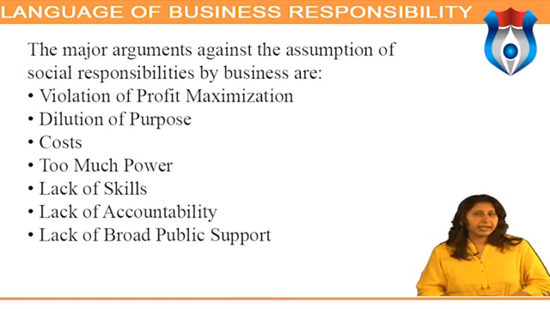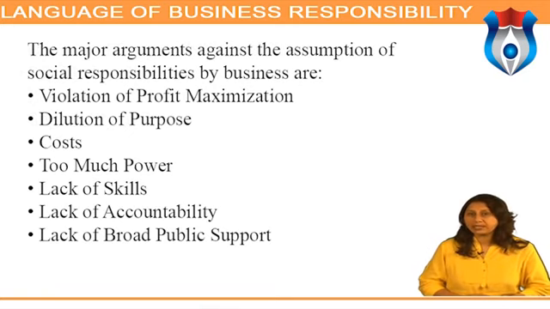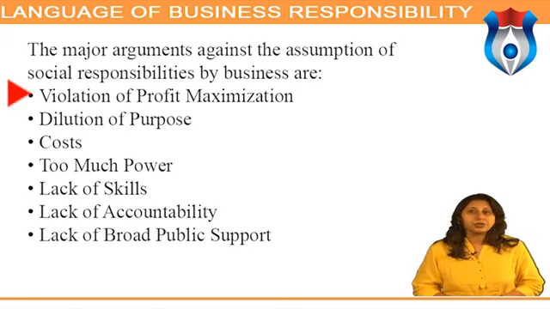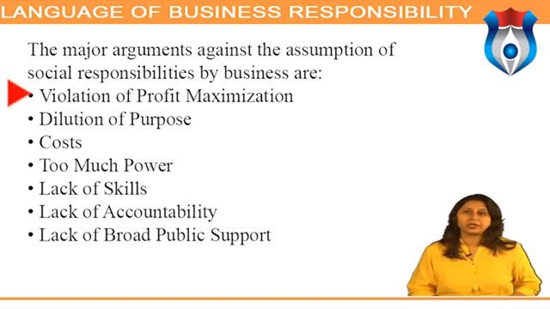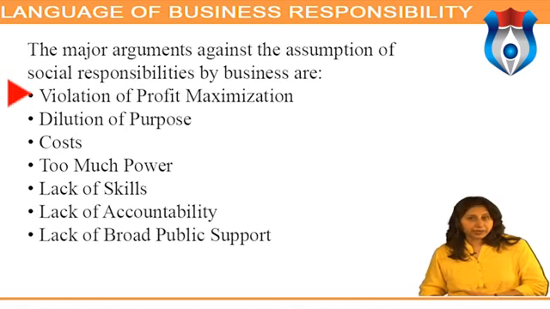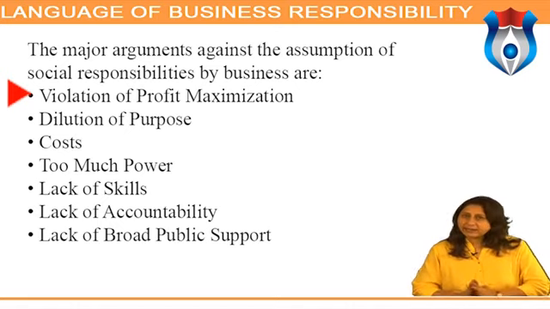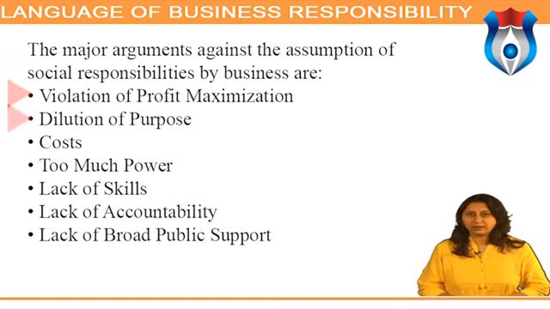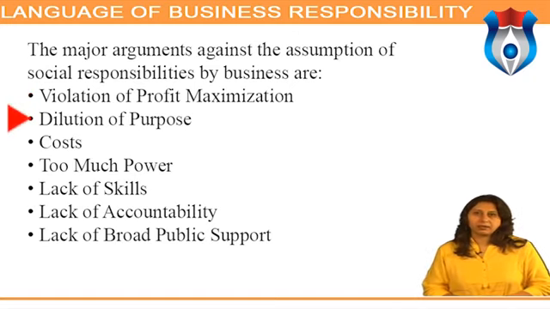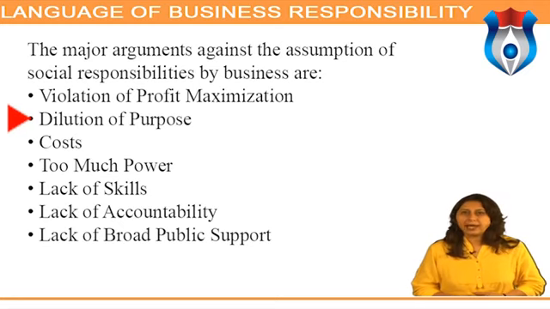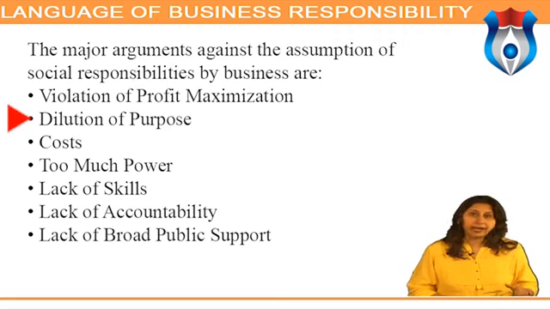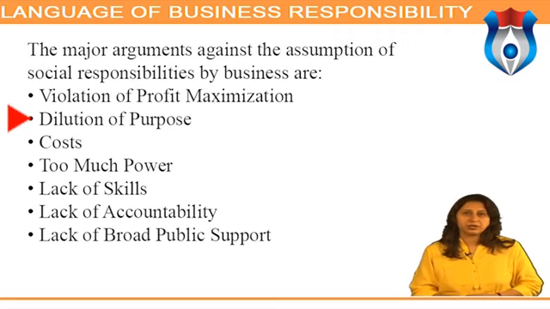The major arguments against the assumption of social responsibilities by business are: Violation of profit maximization. This is the essence of the classical viewpoint. Business is most socially responsible when it attends strictly to its economic interests and leaves other activities to other institutions. Dilution of purpose. The pursuit of social goals dilutes business's primary purpose, economic productivity. Society may suffer as both economic and social goals are poorly accomplished.